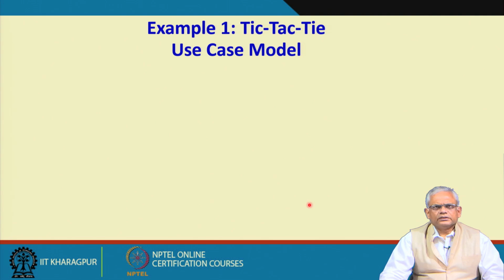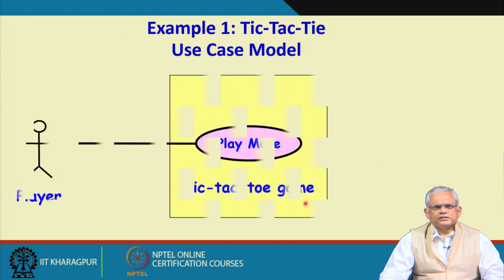Now, how do we go about designing a solution for this? The tic-tac-toe computer game, the first thing would be to draw the use case diagram. For this problem, we had earlier discussed that the use case diagram consists of only one use case, that is the play move. The only functionality that the user can invoke here in the simplest game is the play move.